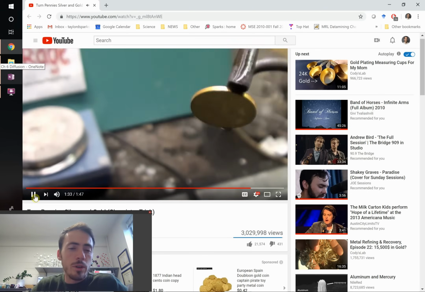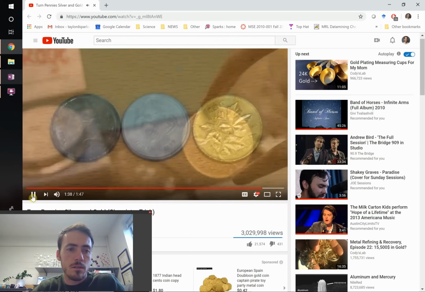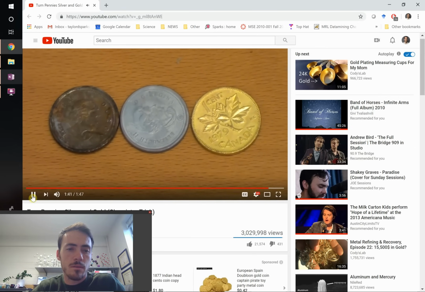So we know that this brass color, that's just a mixture of copper and zinc. The brass layer will eventually wear off. Anyway, that's the trick of turning copper into silver and then into gold.